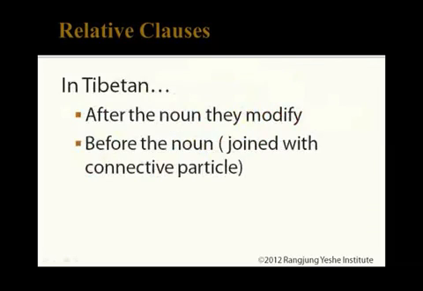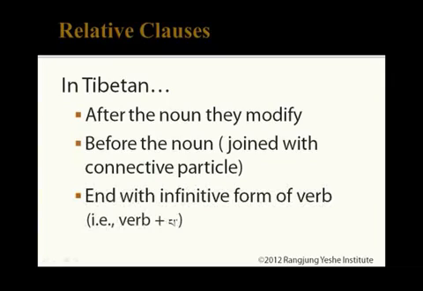In Tibetan, relative clauses are either placed right after the noun that they modify without a particle, or they occur right before the noun, joined by a connective particle. This is the same way that adjectives function when they're connected to nouns. Relative clauses always end with the infinitive form of a verb, that is, a verb ending in pa or ba.